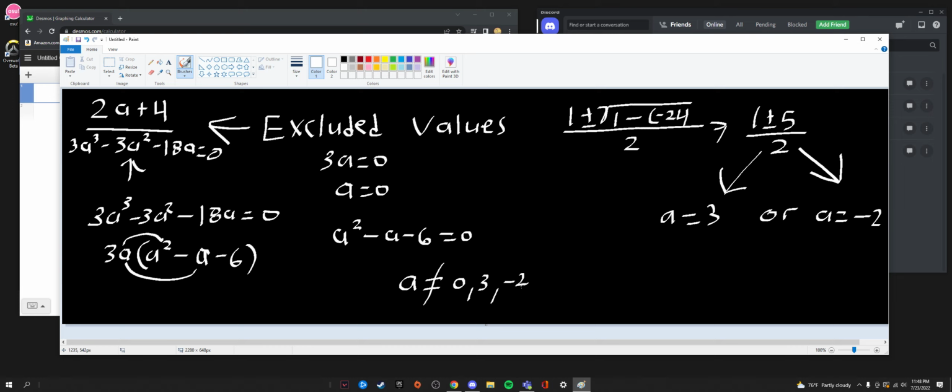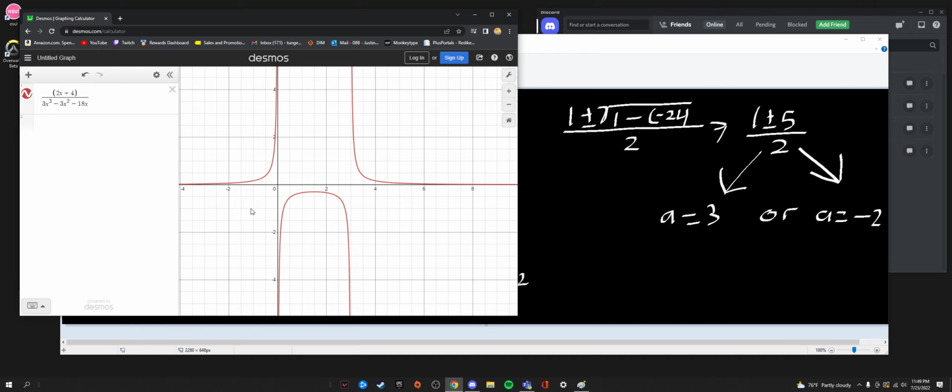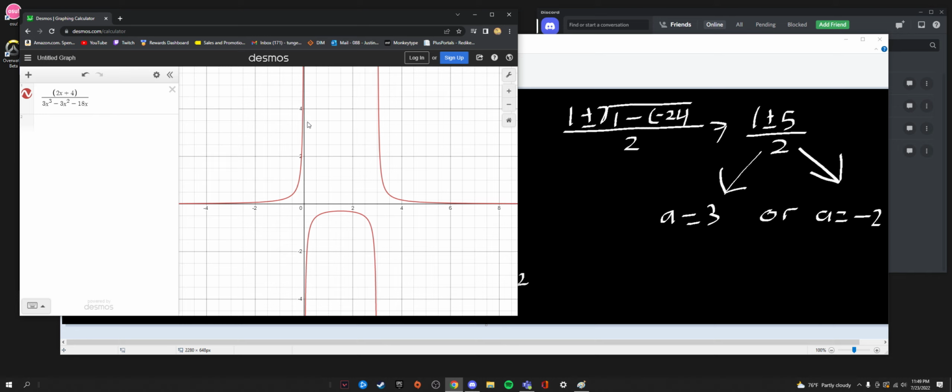In order to show what I mean, I'll bring up Desmos and show the graphical representation of this. Cubed minus 3, squared, minus 18a. Oh, I have to change all the a's to an x. We are not doing parametric equations here. There we go. Here's our function, and we're going to be looking for our excluded values. At 0, you see we have a vertical asymptote.